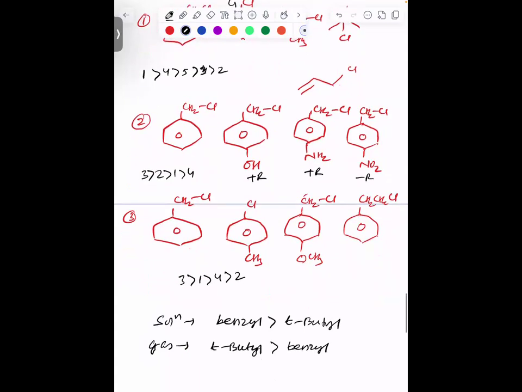Then what we see here, it is also plus R effect. In the fourth one, a carbocation will form but it is not stabilized by resonance. That means in the first and third case the carbocation will be stabilized by resonance, but in the second case the carbocation cannot be stabilized by resonance. Okay, clear? So this is the answer.